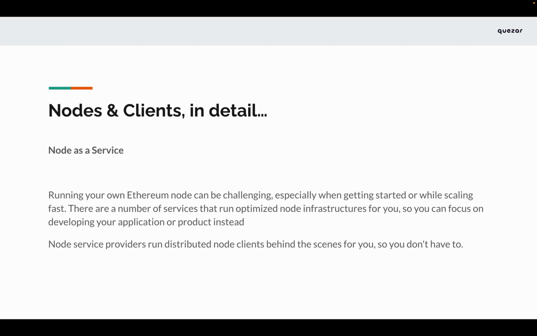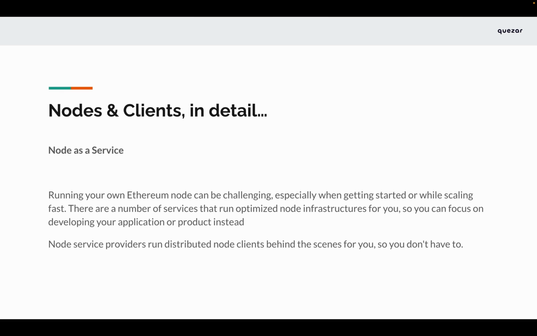There's also another thing called node as a service. Running your own Ethereum node can be very challenging. You have to accumulate all of the resources, you have to meet the required hardware and bandwidth requirements, and setting up a node, running it, and maintaining it could be very challenging, especially when you are new to the network or if you want to scale really fast. So there are a number of services that already run optimized node infrastructures for you, so you can actually focus on developing your applications instead of worrying about how to go about setting up a node and managing it.